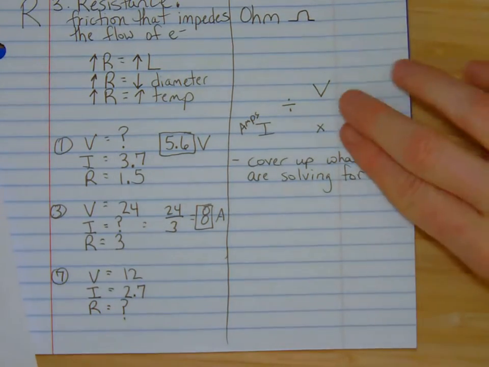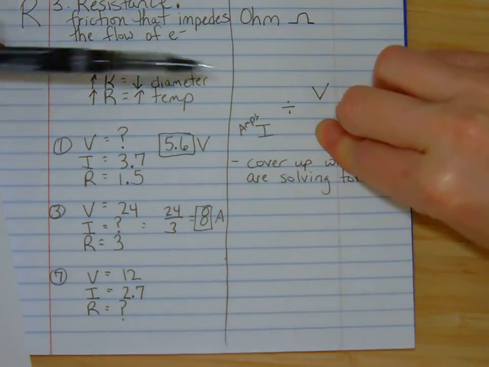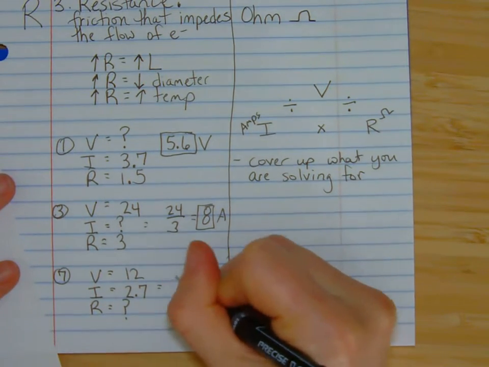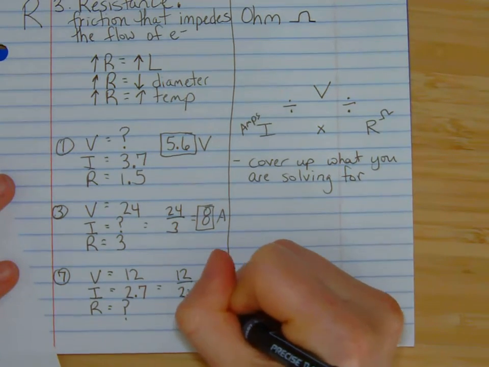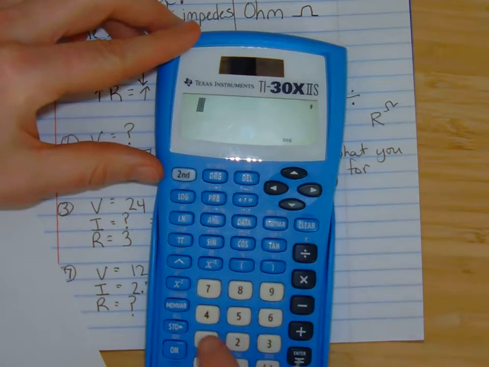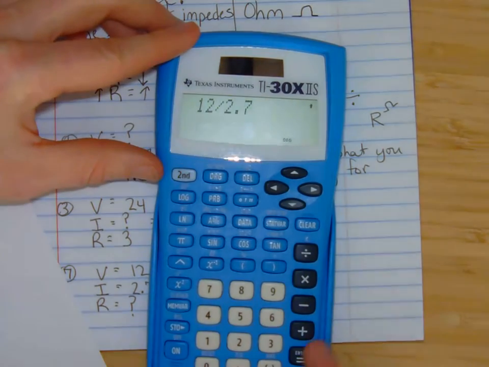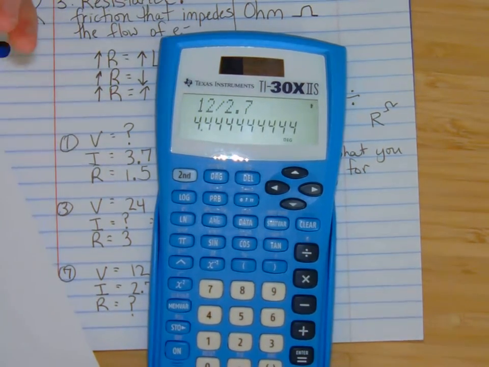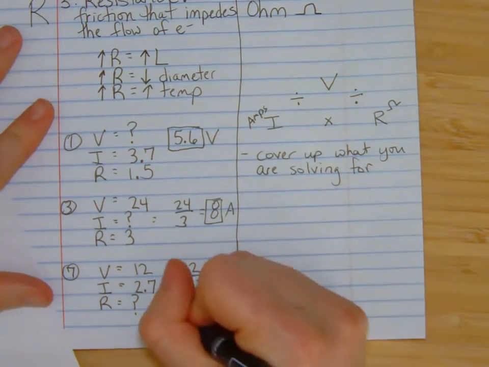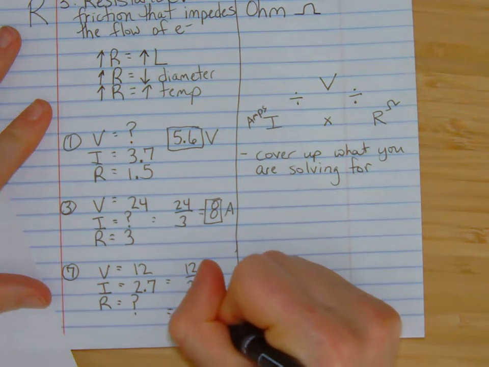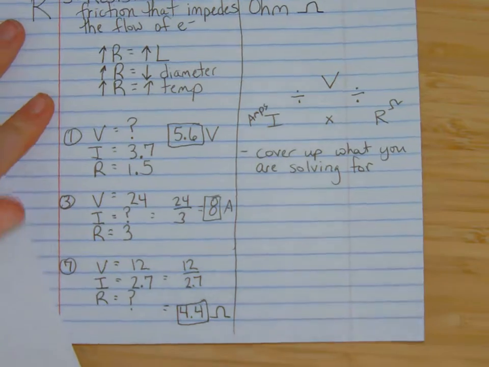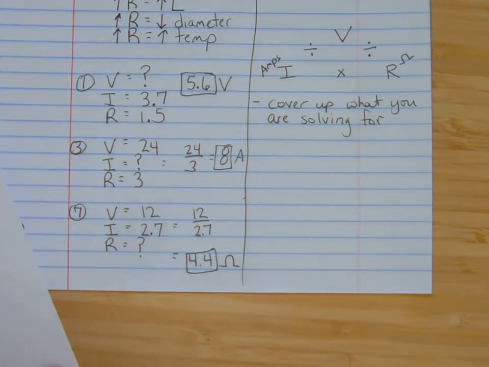Covering up what we want to find. So cover all this stuff up. Voltage divided by current. So it's 12 divided by 2.7. I don't know what that is. 12 divided by 2.7. 4 point, and then a 4 is repeating. We'll round to the tenth, which means we keep that 4 after the decimal. Answer is 4.4 ohms. But you would just type in 4.4.